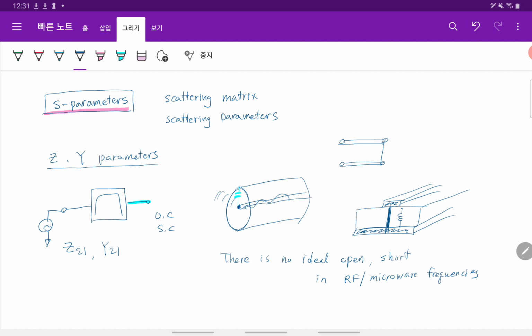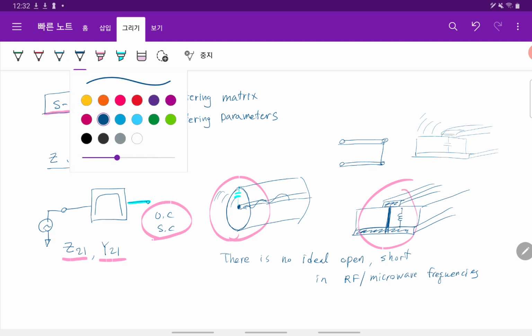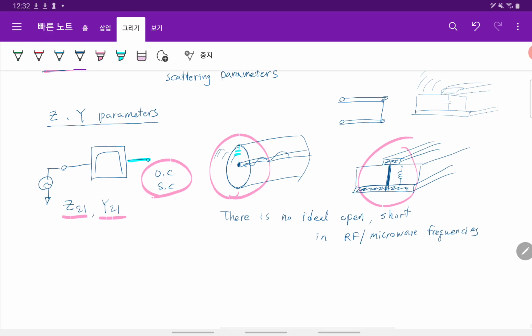So for Y and Z parameters in reality, if we want to measure Z21 or Y21 of this filter, then we should realize open and short circuits. But even though we make a coaxial cable for open, or a microstrip line for short, it is not a real open and short. With a microstrip line, if we open it, we just leave it without any connection, but it also has some capacitance, and some portion will radiate to the air. That's why we don't use open and short with Y and Z parameters.